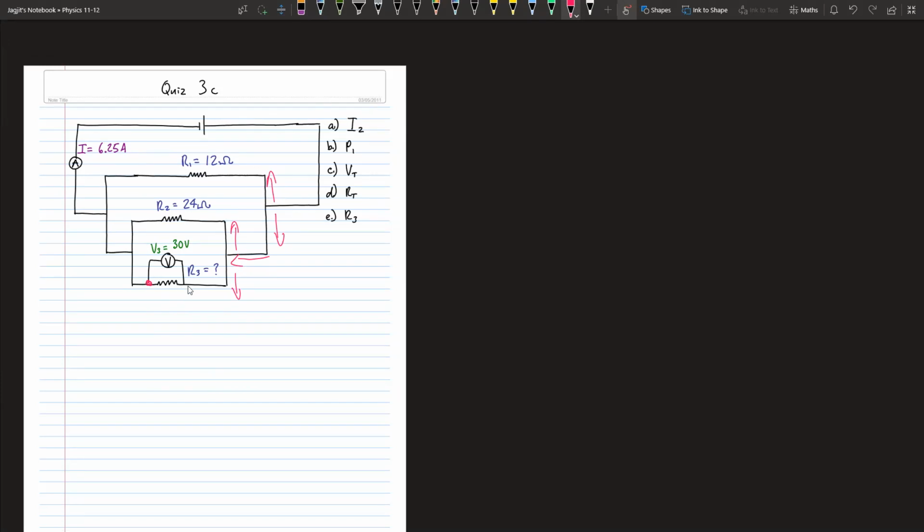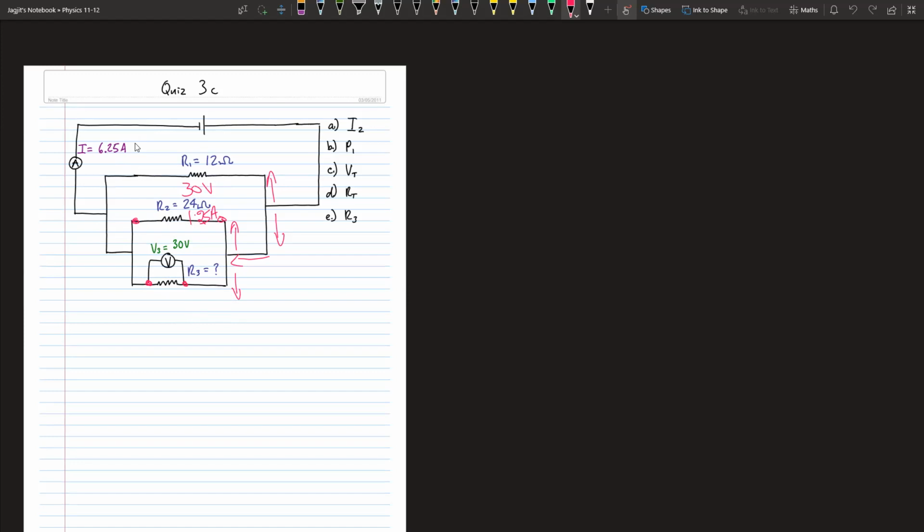They gave us this voltage. This voltage is 30 volts. That means this voltage is 30 volts. I have the voltage and the resistance, so I can get the current going through that. That will be 30 divided by 24, which is 1.25. So current on this resistor is 1.25 amps. The total current is 6.25. Remember that. So this is 1.25. Let's see what else we can figure out here.